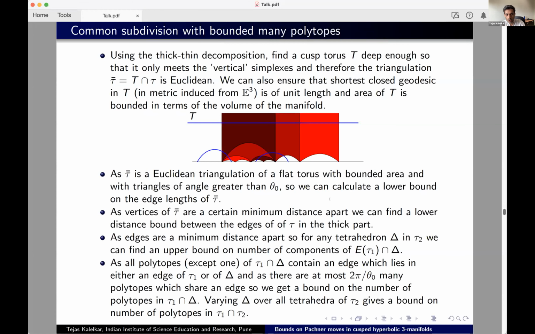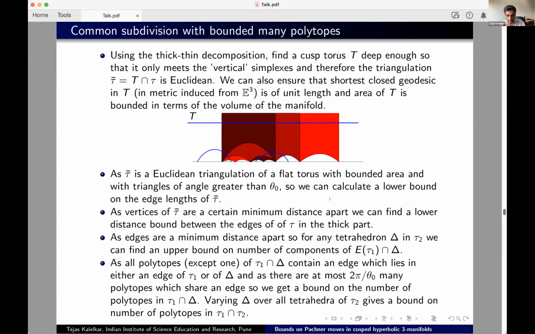And then we just say that all polytopes of this tau 1 intersection delta contain an edge which lies either in an edge of tau 1 or of delta. And for every edge, because the minimum angle is theta naught, there are at most 2 pi by theta naught many polytopes which share a given edge. And so we get a bound on the number of polytopes in tau 1 intersection delta. And delta we can take as a tetrahedron of tau 2. So we vary this delta over all the tetrahedra of tau 2, and this gives a bound on the number of polytopes in tau 1 intersection tau 2.